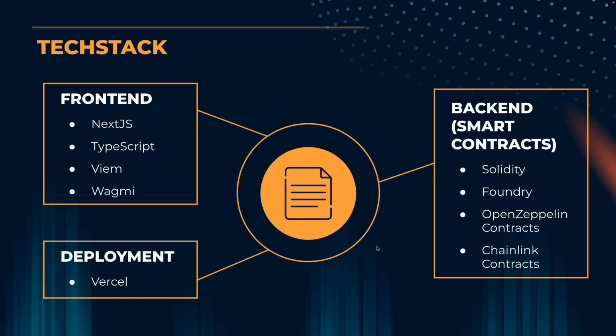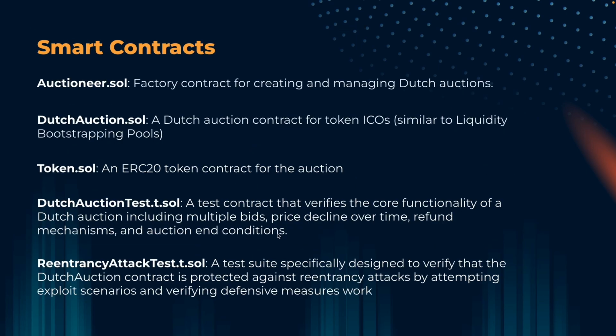The tech stack we have used is as follows. For front end, we have used Next.js, TypeScript, Viem, and Wagmi. For back end, we have used smart contracts, and to develop the smart contracts, we have used Solidity language with Foundry, and we have also implemented a few other contracts like OpenZeppelin contracts for re-entrancy attack protection and Chainlink contracts for automation. We have implemented several smart contracts, mainly three of them: Auctioneer.sol, DutchAuction.sol, and Token.sol.